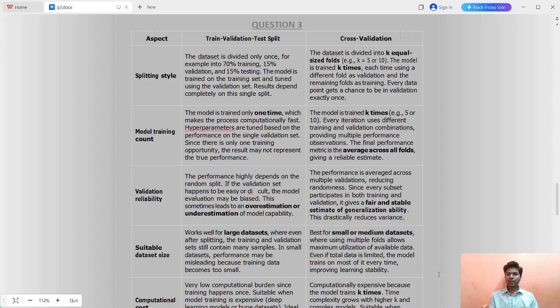In cross validation, the model is trained k times. Every iteration uses a different training and validation combination, providing multiple performance observations in the final performance metric. The average across all folds gives a reliable estimate.